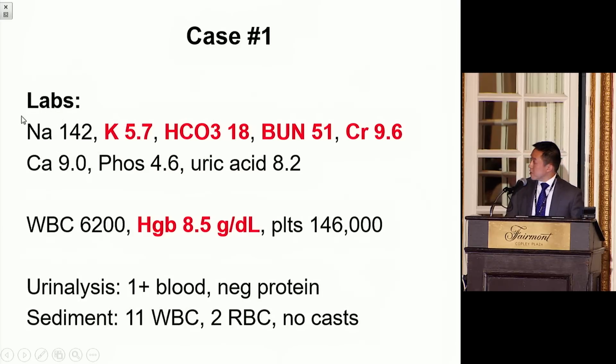As you can see, his labs are not normal. He's hyperkalemic, his bicarb is 18, his creatinine is almost 10, calcium, phosphorus, and uric acid levels are normal. He has a new reduction in his hemoglobin to 8.5. His UA shows a little bit of microscopic blood, was negative for albumin, and his sediment shows some white blood cells but no casts.